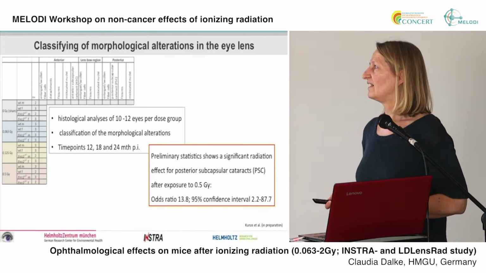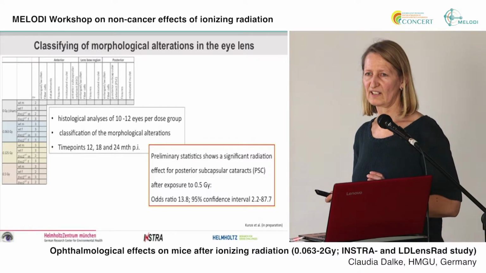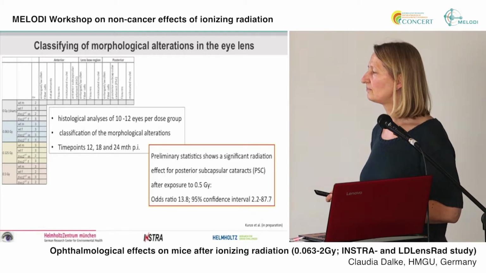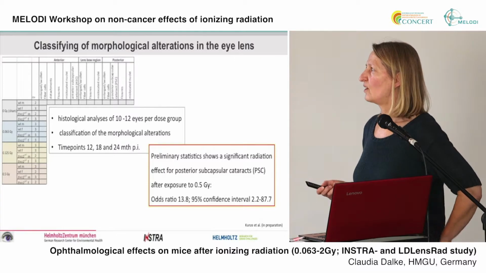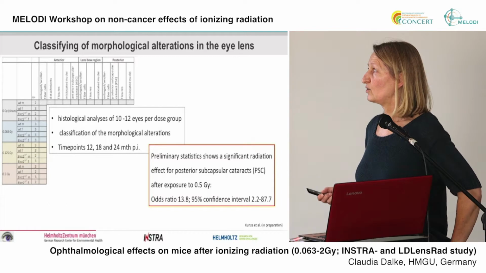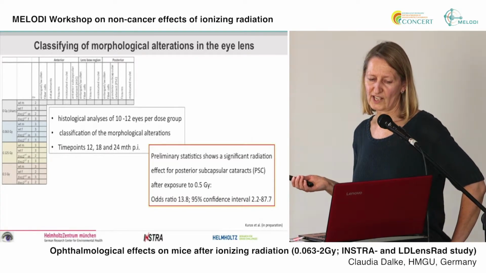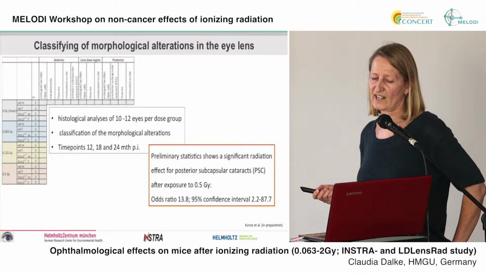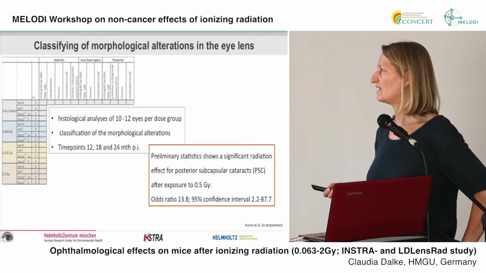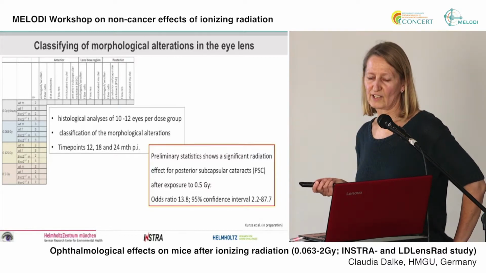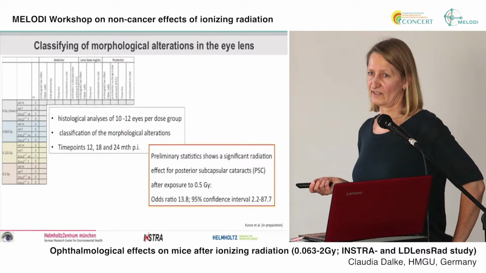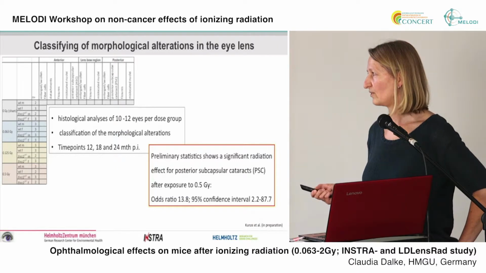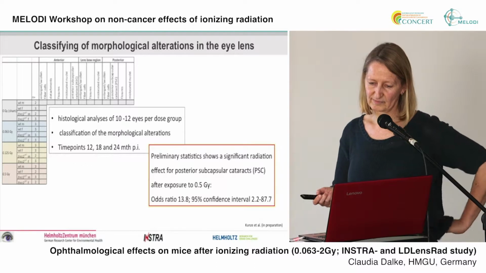and these things are more really classified as cataracts with swollen cells and open parts. And we try to classify all these changes in the histology of the lenses, and this is still an ongoing analysis. So we analyzed 10 to 12 eyes per dose group and classified all the morphological changes at different time points, 12, 18, and 24 months after irradiation. And so what we can say at the moment, so that's a preliminary statistics, shows a really significant radiation effect for the posterior subcapsular cataracts, visible in the morphological picture, so in the histology, for the dose group of 0.5 gray. So the odds ratio is 13.8 here.